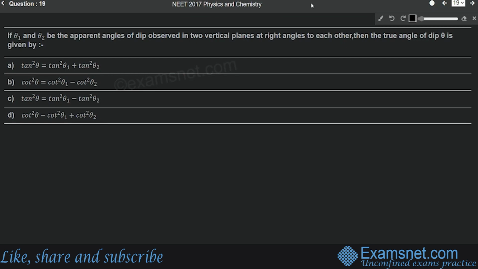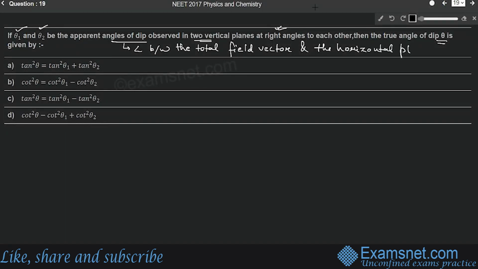Question number 19 is from the chapter Magnetism and Matter, and the question is: if theta 1 and theta 2 be the apparent angles of dip observed in two vertical planes at right angles to each other, then the true angle of dip theta is given by. So first of all, what is angle of dip? It is the angle that is formed between the total field vector and the horizontal plane.